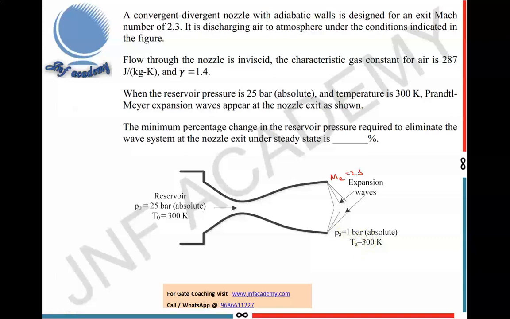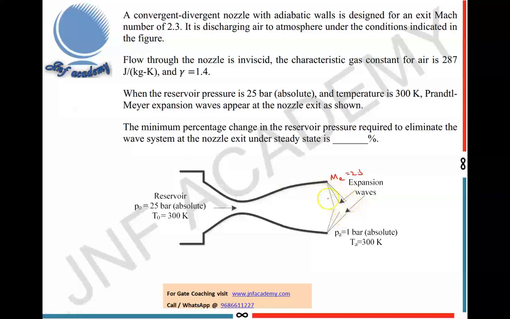So now the flow through the nozzle is inviscid, right? The flow through the nozzle is inviscid. The characteristic gas constants are given: R is equal to 287, gamma is equal to 1.4. Now they have told us the flow starts from the reservoir pressure of 25 bar and the temperature is equal to 300 Kelvin. Okay, good. If the inlet condition is like this, P naught is equal to 25 bar, then the expansion waves are formed here.